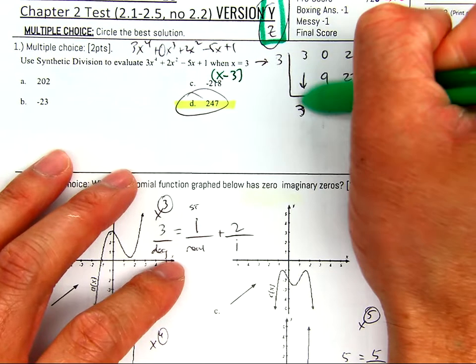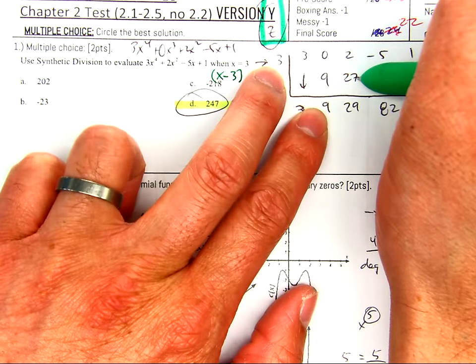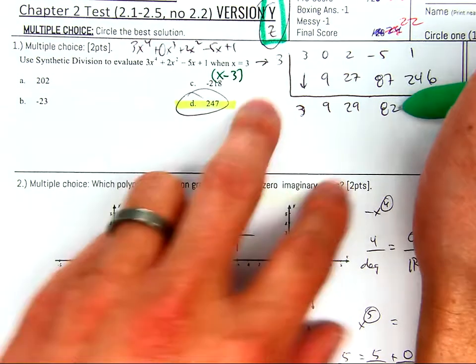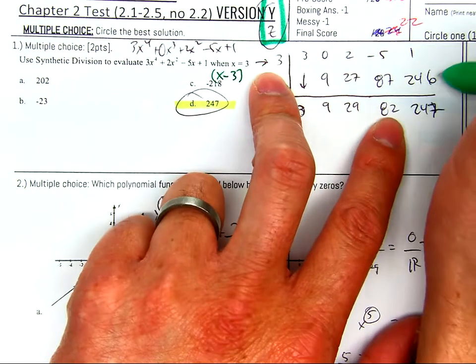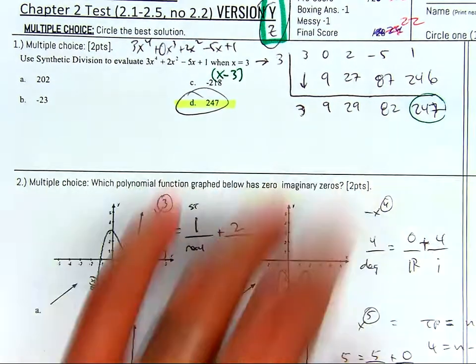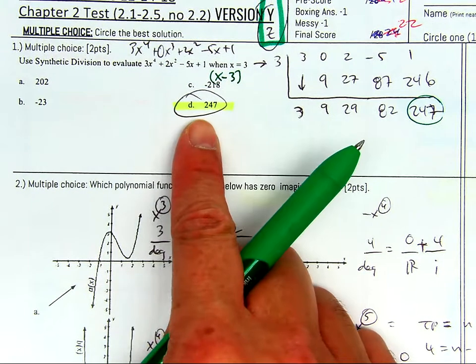This value is going to fall down, and then you multiply, add, multiply. 3 times 9 is 27, add. Multiply these two numbers, you get 87, add, you get 82. 3 times 82 gives us 246, and then you add those, and you get 247. So 247 is the remainder. That's answer D. Let me show you a different way.